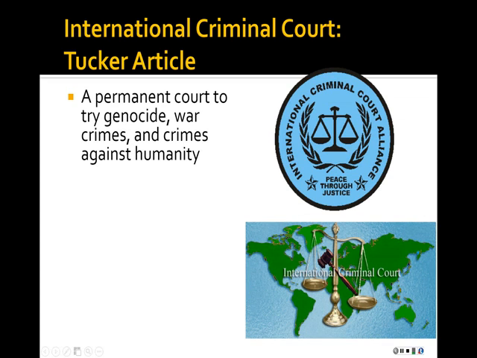The International Criminal Court is a permanent court that's going to try genocide, war crimes, and crimes against humanity. And this is the Tucker article in your reading. And he talks about the evolution of this process. The International Criminal Court is not a retroactive court.